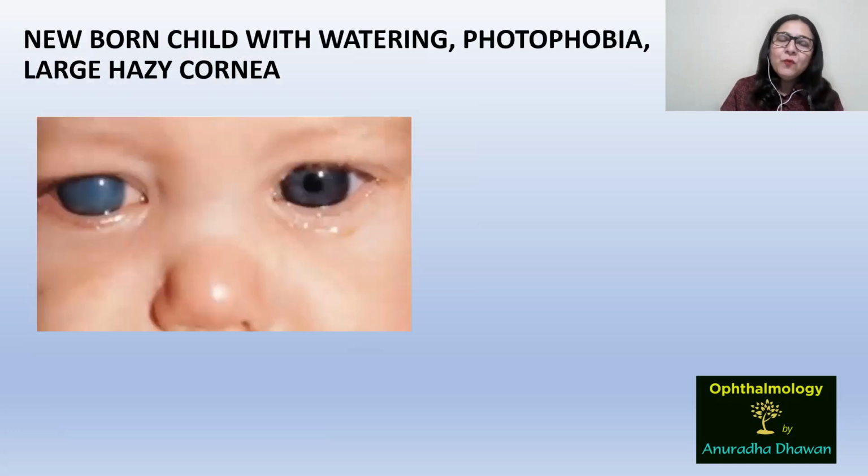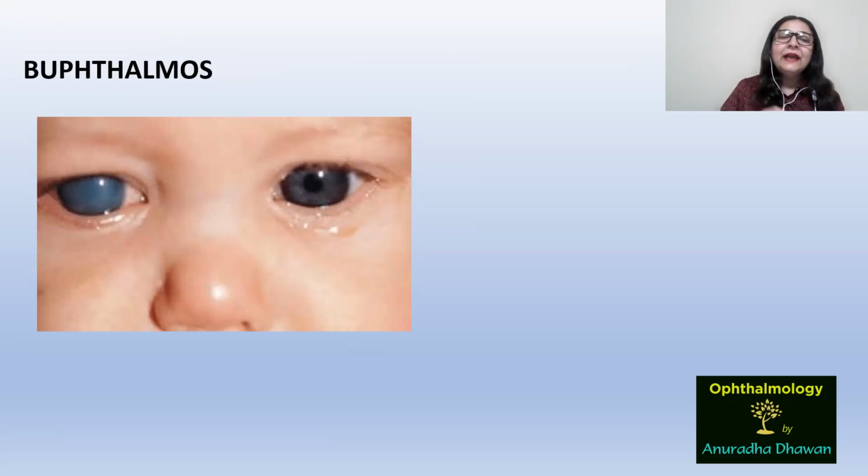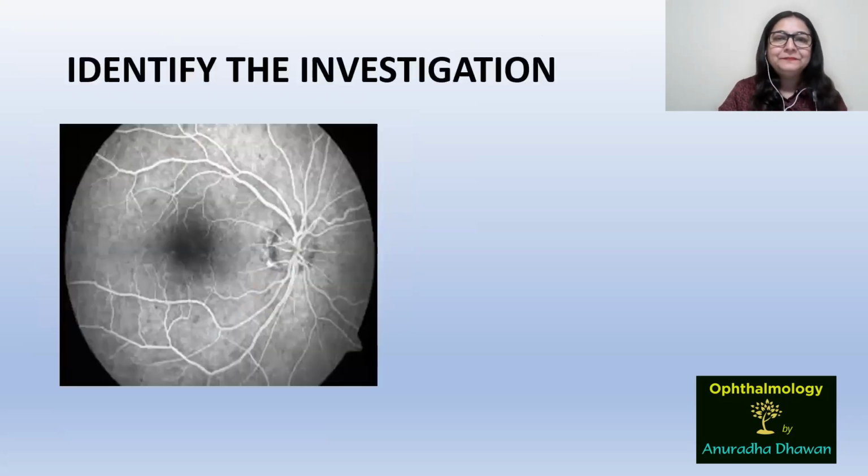Moving to the next image, a newborn child with watering, photophobia, large hazy cornea. Okay, so watering in a newborn child is not to be taken lightly. If the child is also showing photophobia and, as mentioned over here, large cornea with corneal haziness, the most likely diagnosis is buphthalmos or congenital glaucoma. So you notice over here, large sized eyeball, large cornea, and we can see one cornea on the right eye is hazy, the left eye cornea is still clear. So this is most likely a case of buphthalmos.